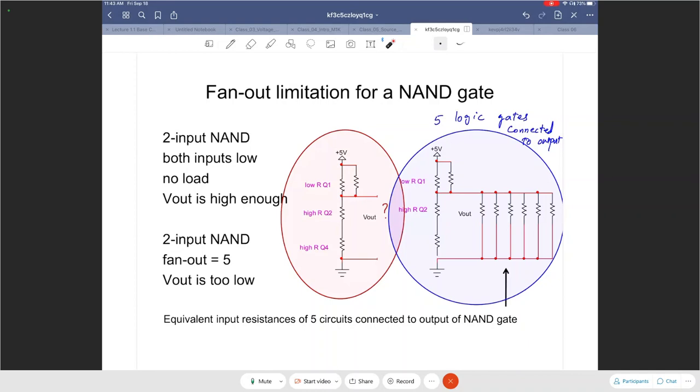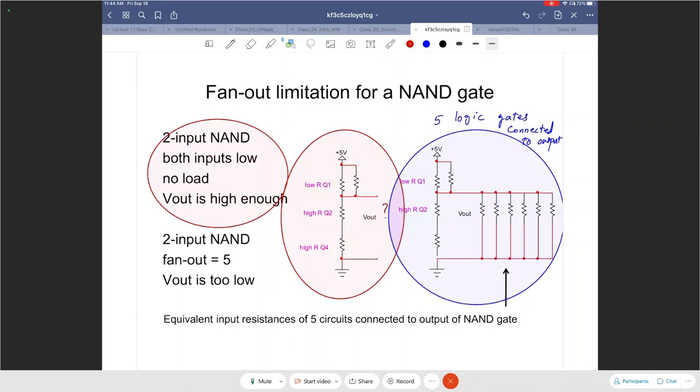Well, 2 input NAND, when both the inputs are low, V out will be high enough. You see this? When both the inputs are low, the NMOS transistors are going to be close to an open circuit, which means I can represent that as a high resistance. And when high resistance here, V out will be high enough, which is fine, which is good, right? This is absolutely good. That's what we want. When both inputs are low, output should be high. That's what you can get with this.